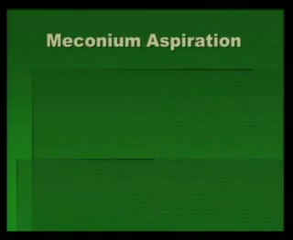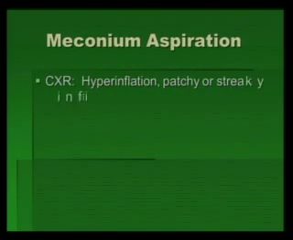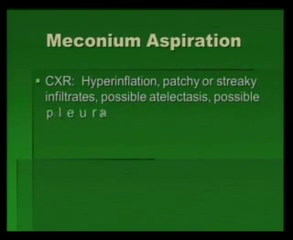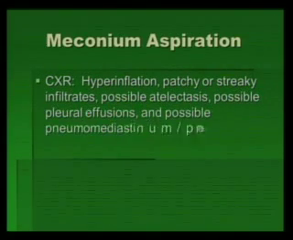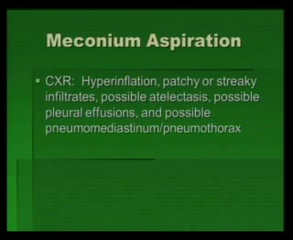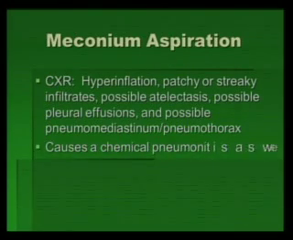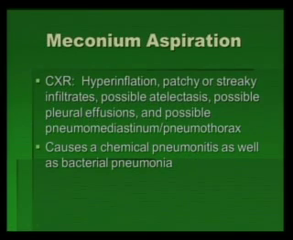Meconium aspiration. The lungs will be hyperinflated, and there are going to be patchy or streaky infiltrates with some atelectasis. There could be pleural effusions, just like in transient tachypnea in the newborn. Surfactant deficiency disorder does not have pleural effusions, but meconium aspiration can. They can also get pneumomediastinum and a pneumothorax due to the hyperinflation and the air trapping from the meconium. It actually causes a chemical pneumonitis as well as a bacterial pneumonia.